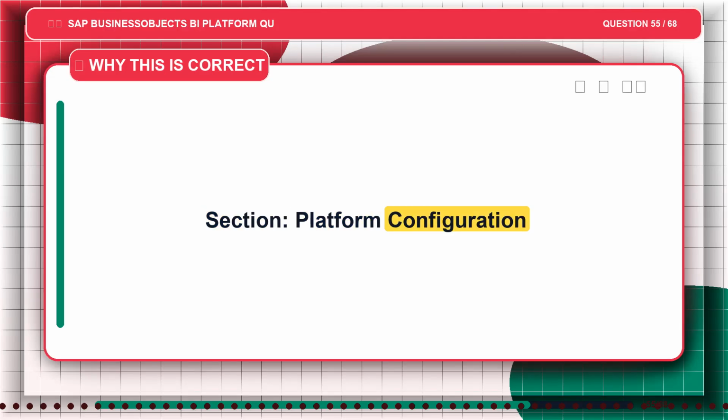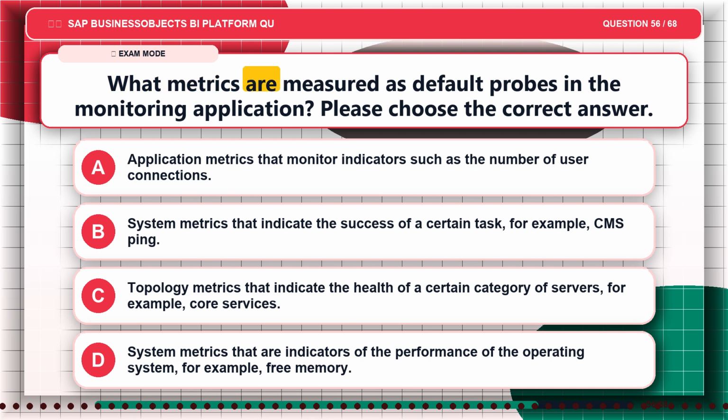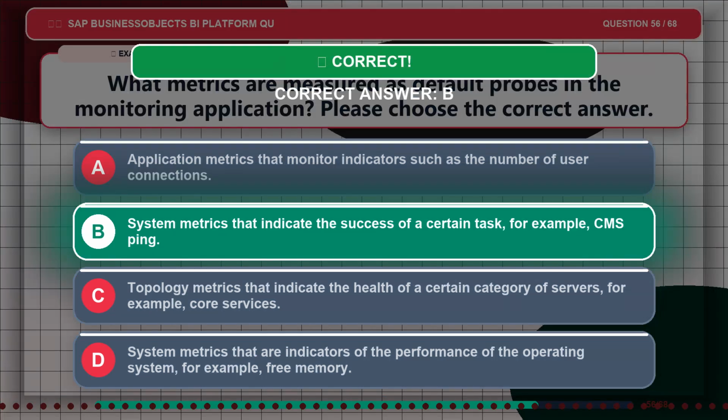Section, Platform Configuration. Question 56. What metrics are measured as default probes in the monitoring application? Please choose the correct answer. Option A, application metrics that monitor indicators such as the number of user connections. Option B, system metrics that indicate the success of a certain task, for example, CMS ping. Option C, topology metrics that indicate the health of a certain category of servers, for example, core services. Option D, system metrics that are indicators of the performance of the operating system, for example, free memory. The correct answer is option B. System metrics that indicate the success of a certain task, for example, CMS ping.